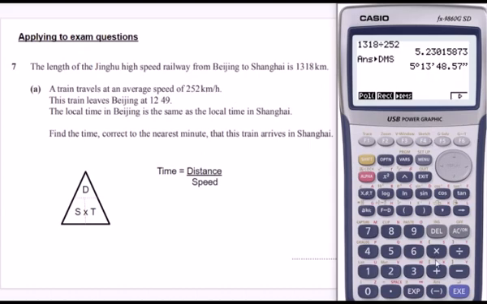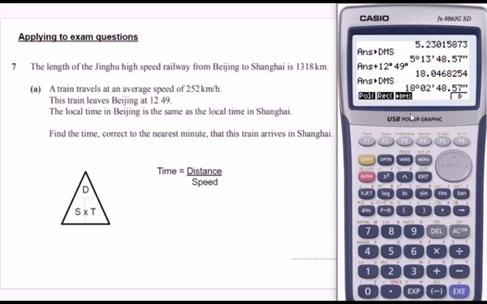Then it asks you what time it arrives in Shanghai. If it left Beijing at 12:49 and it took that long to get there, you need to do an addition. So I'm going to add on 12 hours and 49 minutes to this answer. That gives me another decimal, and I want you to convert that to DMS again. And that tells me that at 2 minutes past 6 and 48.5 seconds, we should arrive in Shanghai.